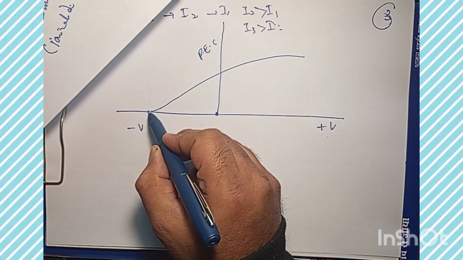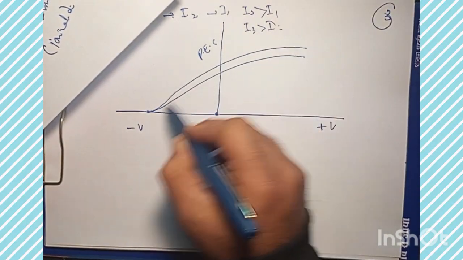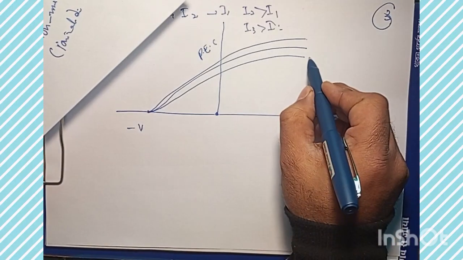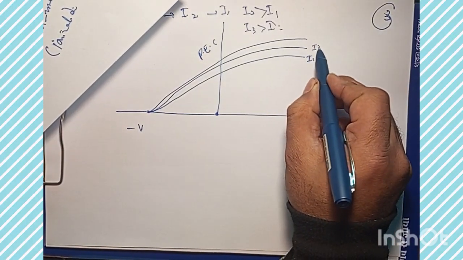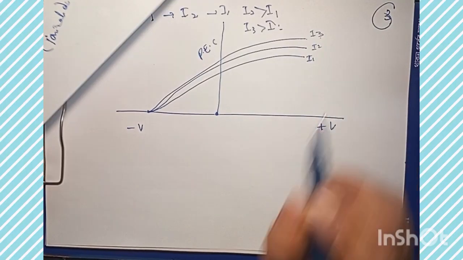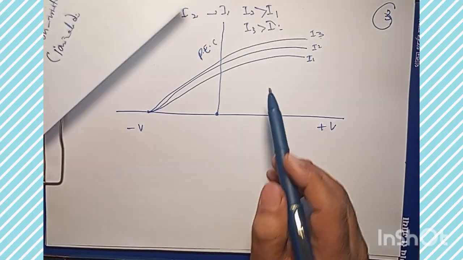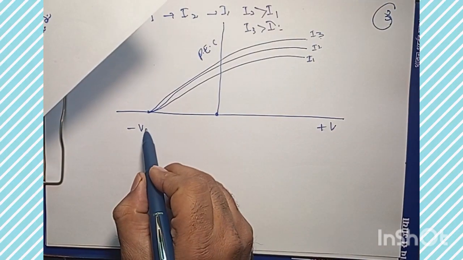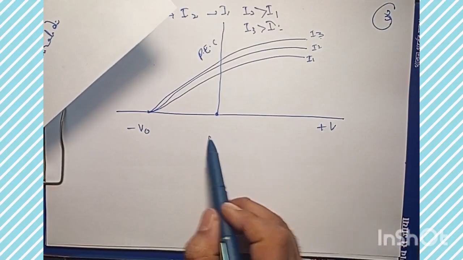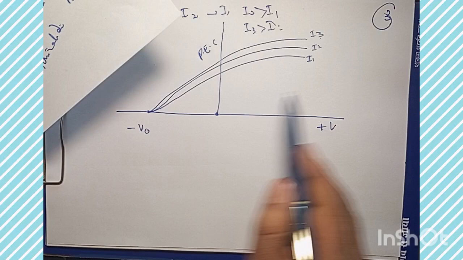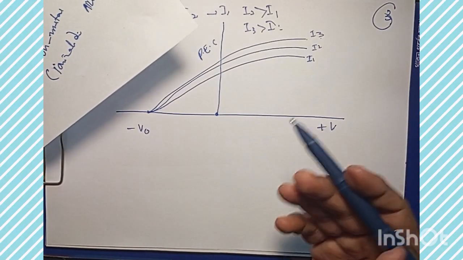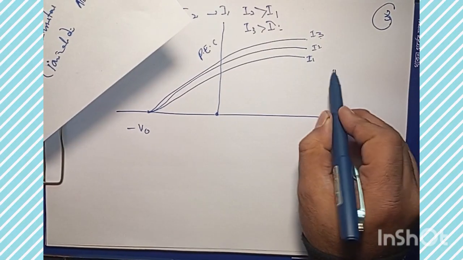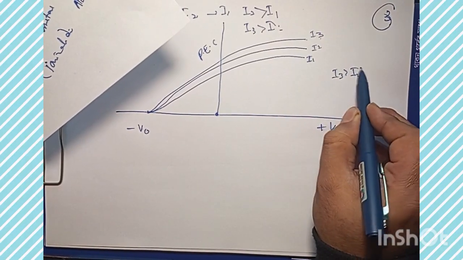The outcome of the experiment is something like this. Now this is my I1 and this is my I2 and this is my I3. Now we can see that the behavior can be explained. There is no problem with that. But the point here is that as we reverse the voltage, we find that the lights have different intensities, as we know: I3 is greater than I2, which is greater than I1.